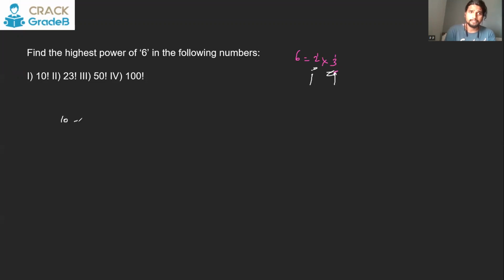So 10 factorial is 1 into 2 into 3 into 4 into 5 into 6 into 7 into 8 into 9 into 10. So we have 2's power as 1, 2, 3, 4, 5, 6, 7, 8. 2's power as 8. And 3's power as 1, 2, 3, 4.